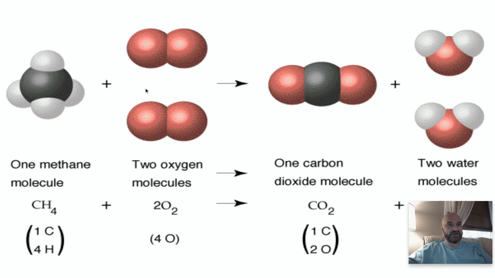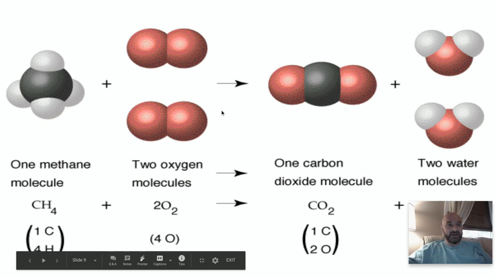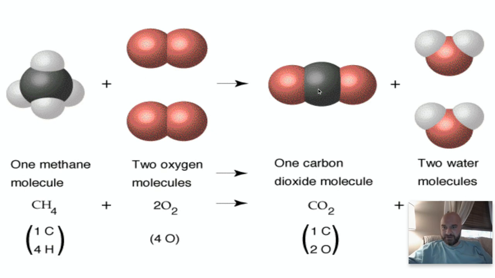Just as a preview to that, again, here's my arrows, the before and after. One carbon atom before, one carbon atom after. One, two, three, four oxygen atoms before combustion, one, two, three, four oxygen atoms afterwards. And then one, two, three, four hydrogen atoms, and one, two, three, four after the chemical change. So the amount of each element stayed the same. That's going to be important for later.